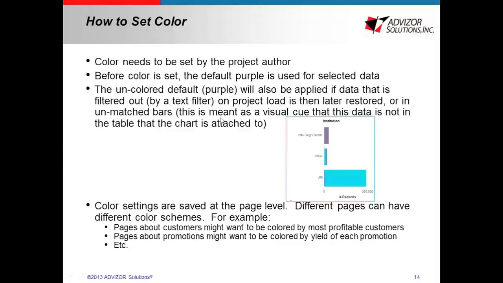So data that has not been colored is going to be purple. Also, you might see purple in some bars. That means that the data is not in the specific table. So in this case, we have degrees by institution. We see some prospects have degrees from other institutions, but there are also some people that have no degree record, so they are not on the degree table.